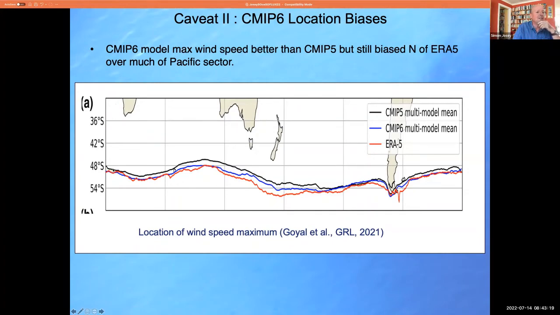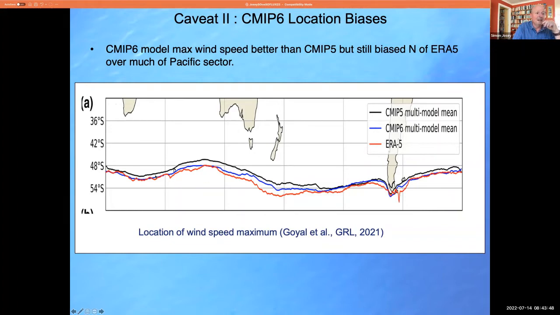This makes a point nicely that many of you are aware of, that coupled models tend to have the position of the maximum in the wind stress, or the wind speed, if that's what we're looking at here, too far north. So we go back to CMIP 5. This is the band of the maximum in wind speed. It's quite a long way north of what you get with ERA 5, which you can see here.